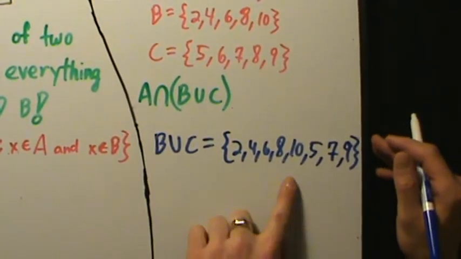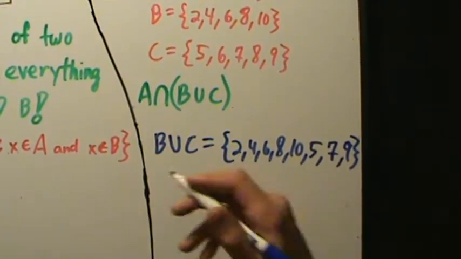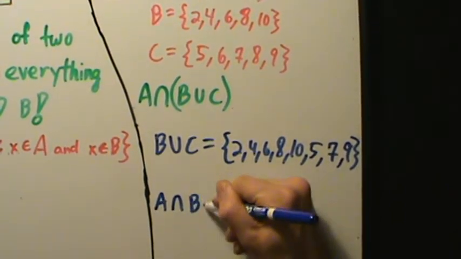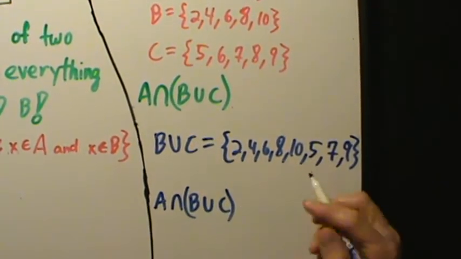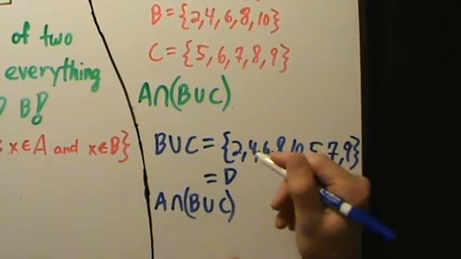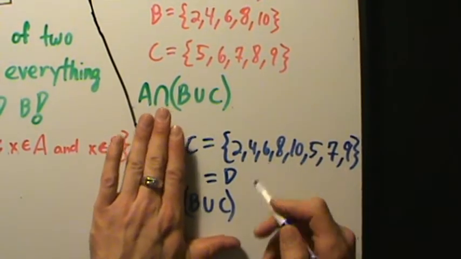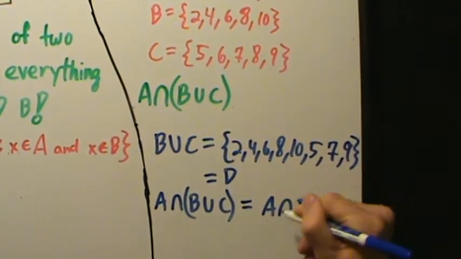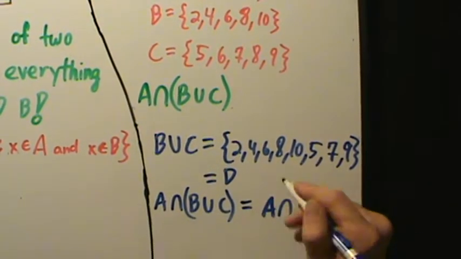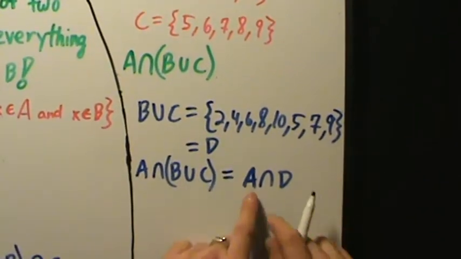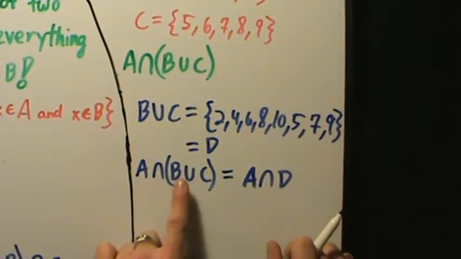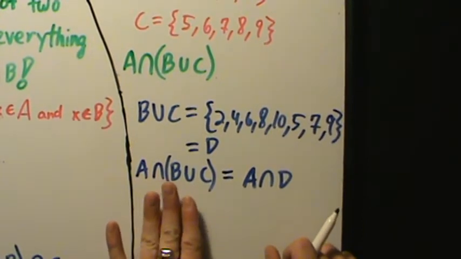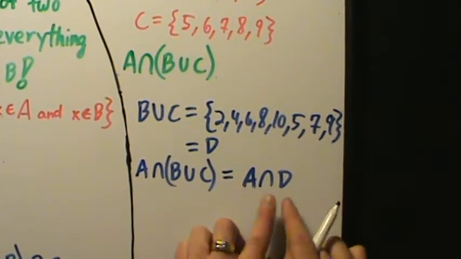Now we want to take this and intersect it with A. When we do A intersect B union C, let's go ahead and call this set D. Why are we going to do that? Because now we can just say, what's A intersect D? Do we have to do that? No, but it's a little simpler to look at. This is a little easier to look at than this, which is kind of a mess, intersection union, kind of bad on the eyes.